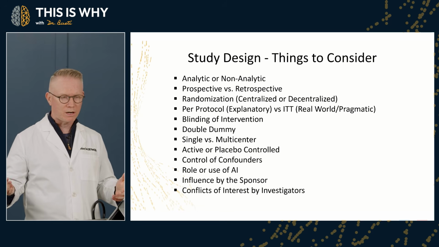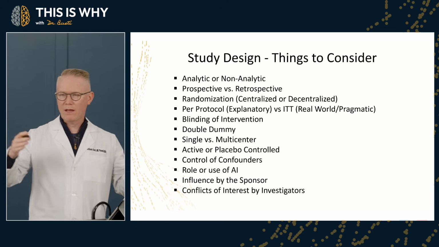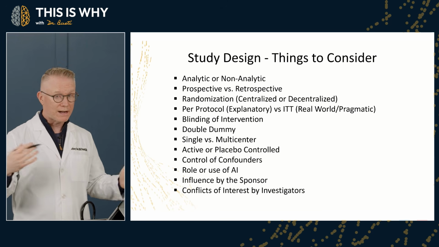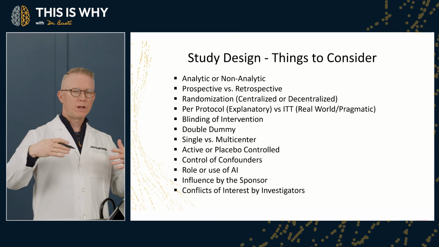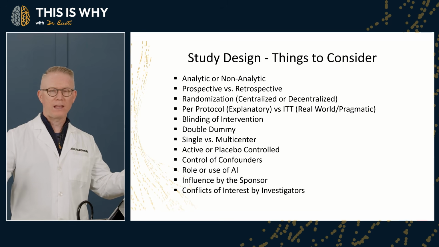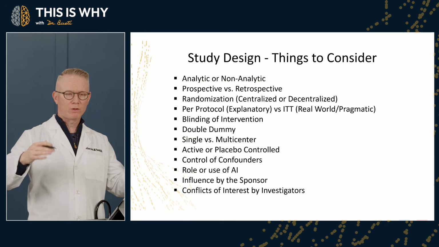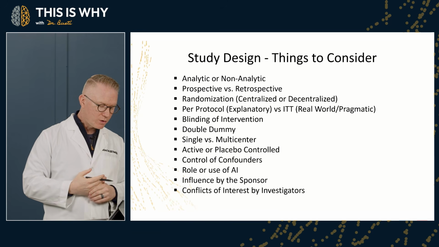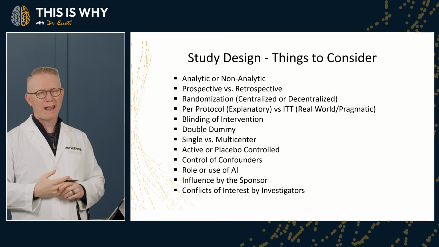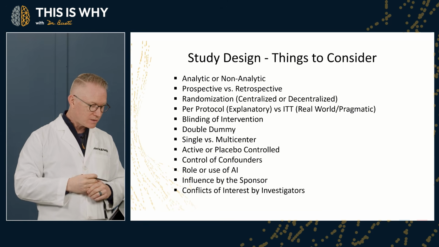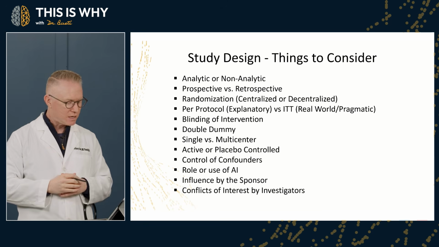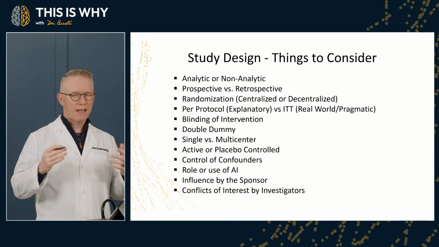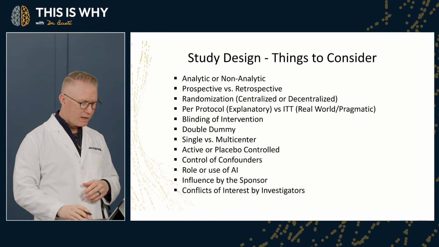Single center versus multi-center. What happens at one location may not be what happens at another location. So you want to know in the real world, since we all don't practice at the same place, what is the real meaningful thing that we see happening, right? So multi-center gives us that more realistic perspective. If you are doing the role of AI, it's really important to understand what AI is contributing to, what parts it has control over, because we know the AI is not necessarily perfect. Great tool, but it's not perfect, right? The influence of the sponsor and conflicts of interest by the investigators.